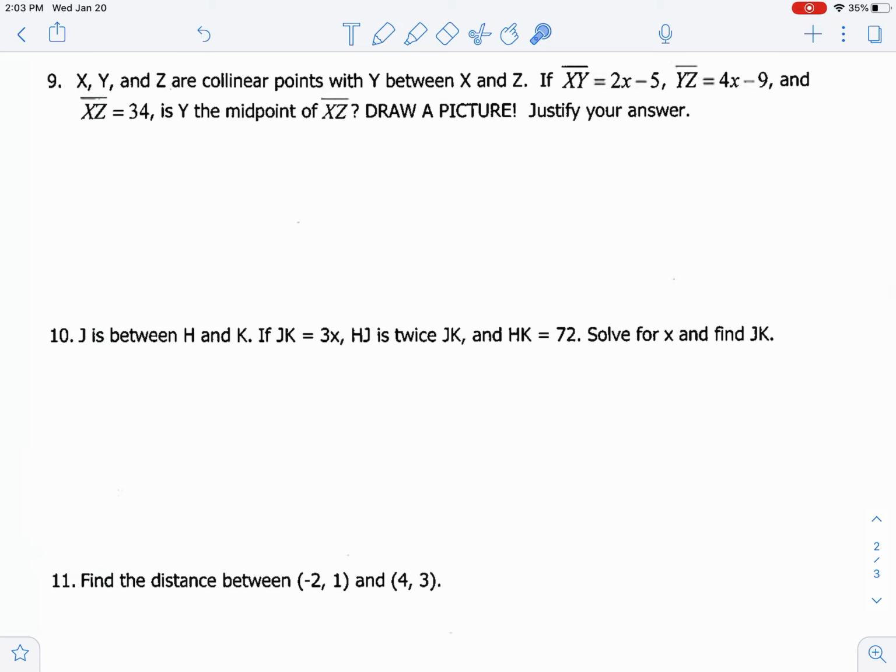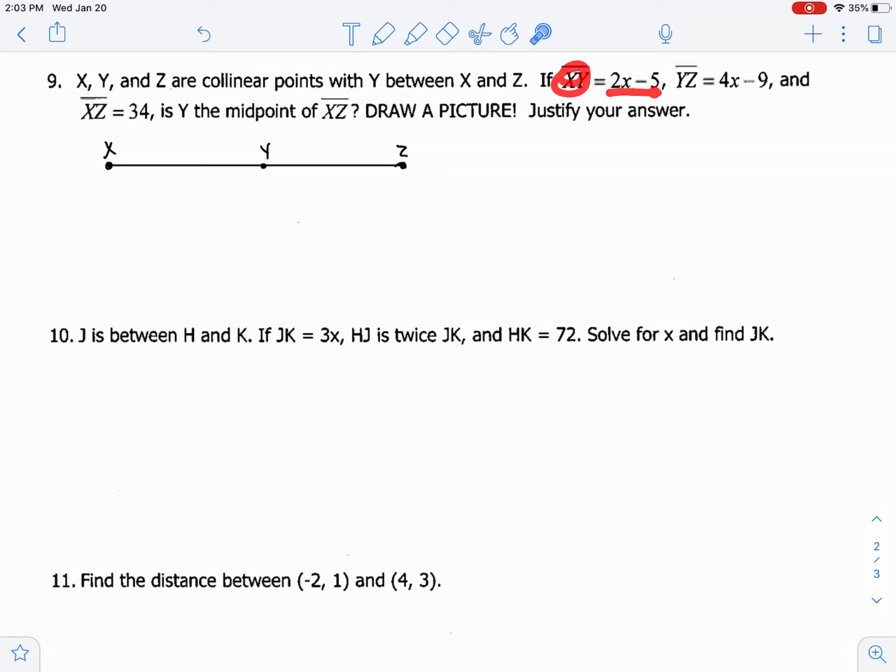Let's turn to the back. Here, it says draw a picture. So, I hope you drew a picture, not only for this problem, but for the next. X, Y, and Z are collinear. They're on the same line. Y is between X and Z. Let me draw my picture. X, Y, Z. And we just did a problem just like this right before your quiz. We had looked at the segments practice and got some practice with it.